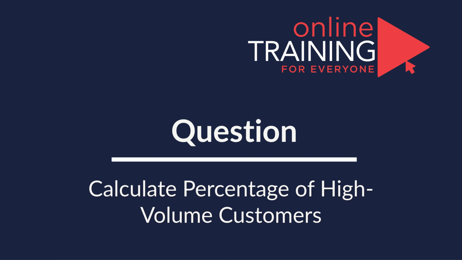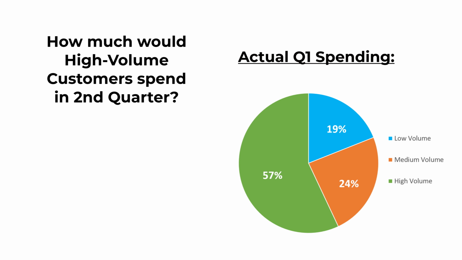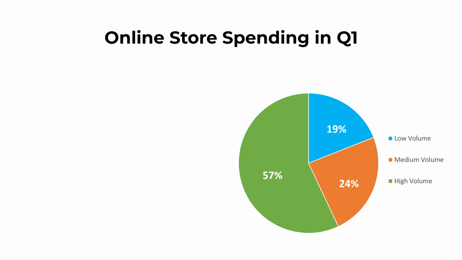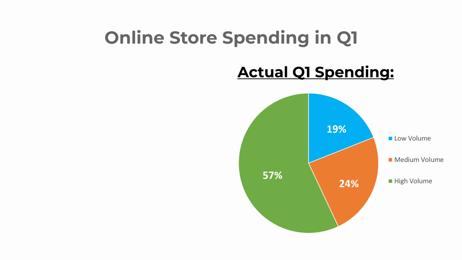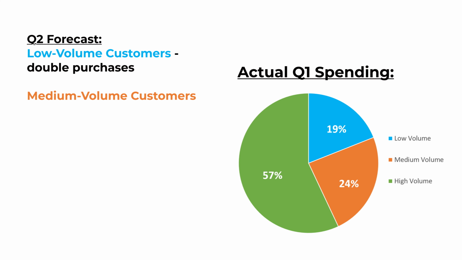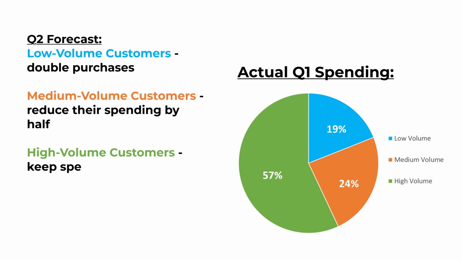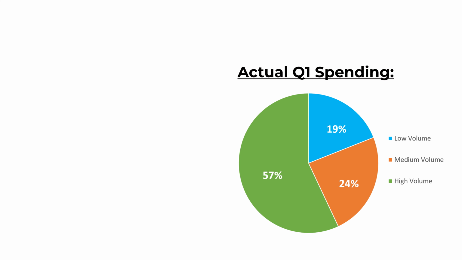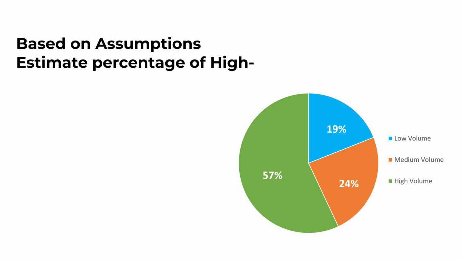Here's the question where you need to calculate percentage of the high-volume customers, which tests your knowledge of charts and graphs. The following figure shows the tendencies to spend of visitors at the online store in Q1. Assume that in the next quarter, low-volume customers will double their purchases, while the medium-volume customers will reduce their spending by half, and high-volume customers will keep the same. What would be the percentage of high-volume customers in Q2?